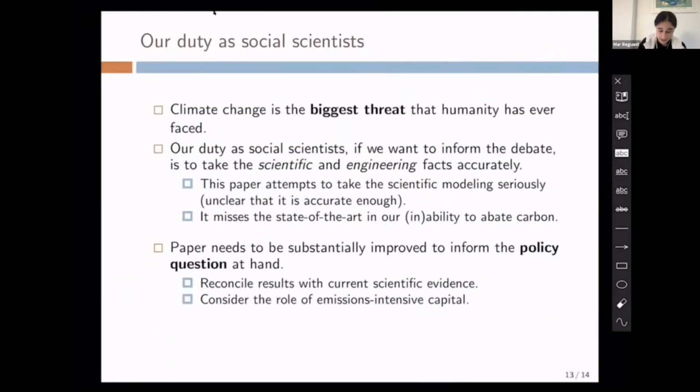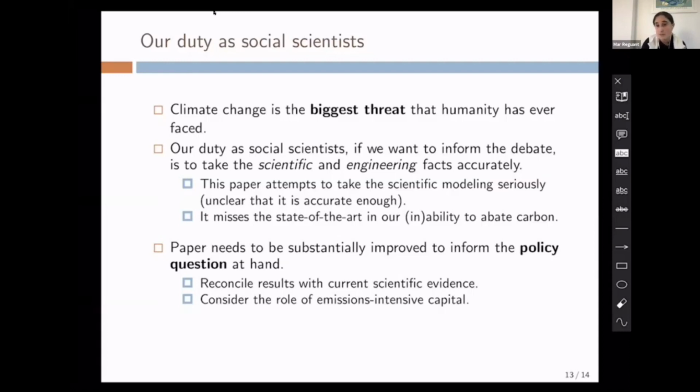I wanted to finish by just saying that climate change is the biggest threat that humanity has faced. And if you look at the numbers long enough, and that might be 2 minutes, you will convince yourself that that's the case. So our duty, if we want to inform the debate, is to take the scientific and engineering facts accurately. I like this paper because it does try to put the scientific facts carefully in the model, but I feel it's really not accurate enough when it comes to the quantitative conclusion. It also misses the state of the art in, as of now, our inability to abate carbon, although maybe some extensions with R&D will help in this criticism.